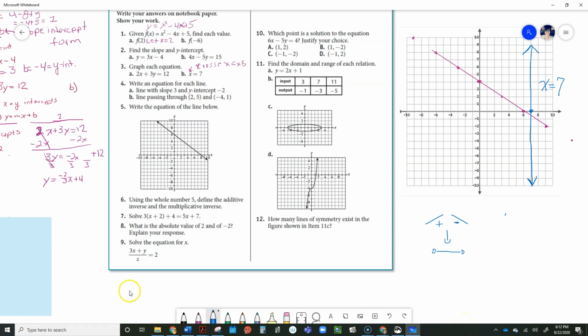I'm going to stop the video right now and probably go ahead and create your Desmos activity for these, and we'll come back and start with number 4.